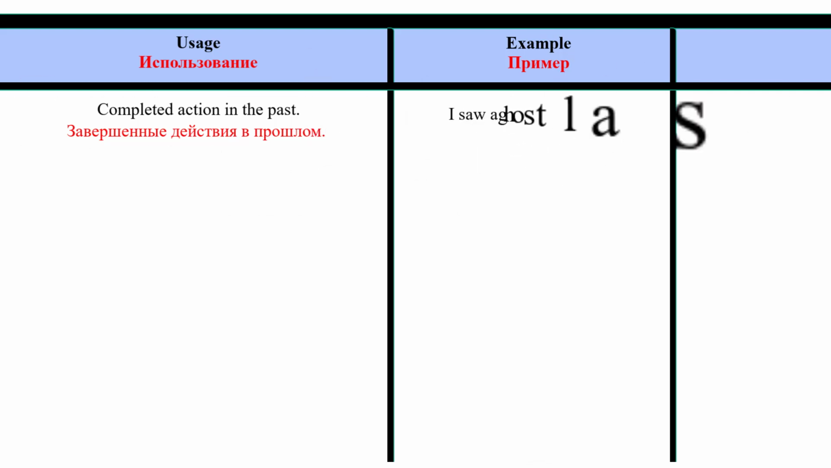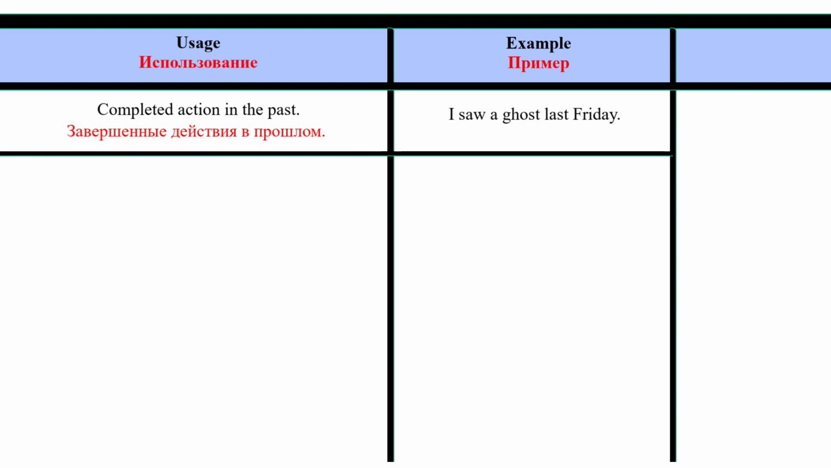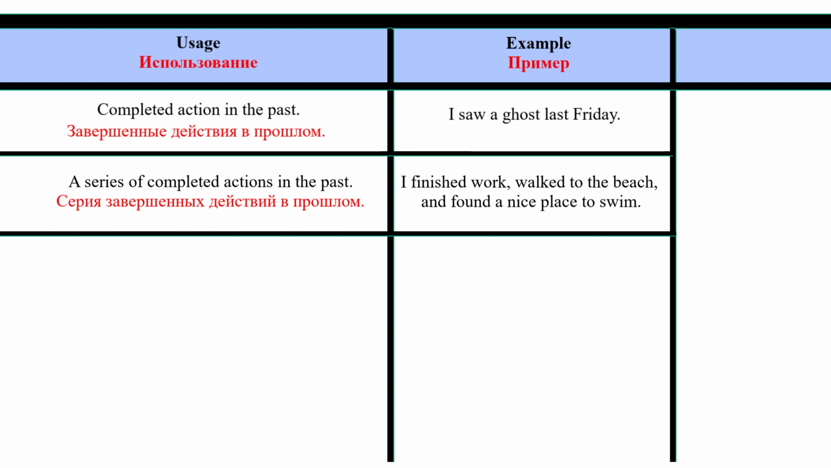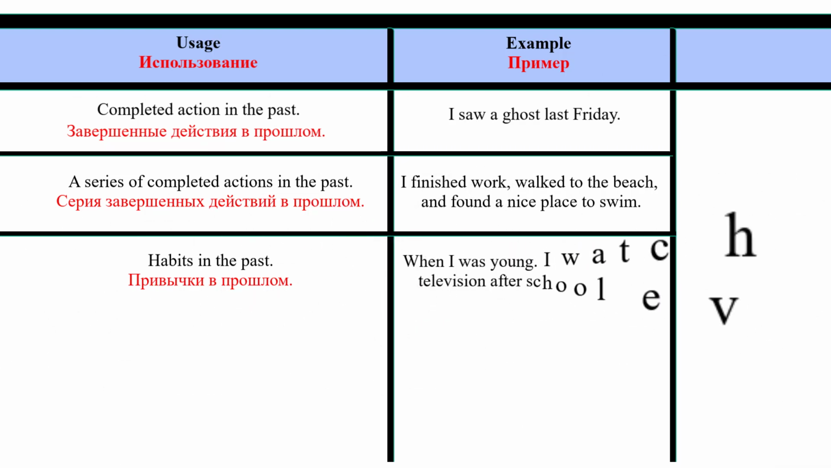Usage. Example. Completed action in the past: I saw a ghost last Friday. A series of completed actions in the past: I finished work, walked to the beach, and found a nice place to swim. Habits in the past: when I was young, I watched lots of television after school every day.